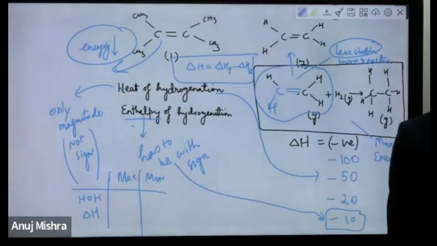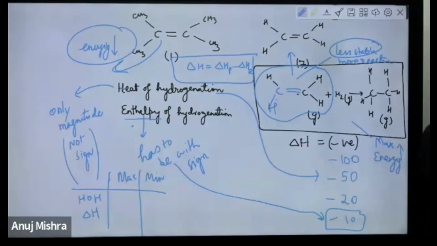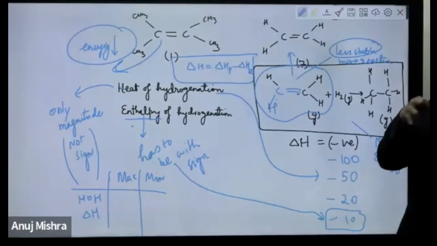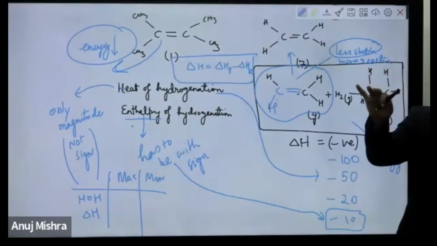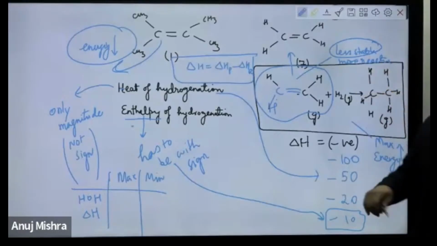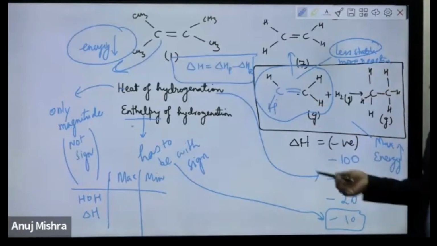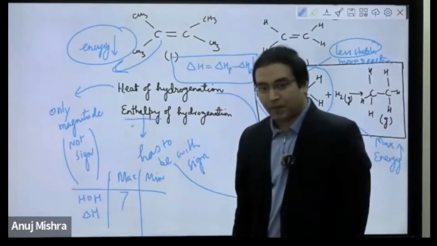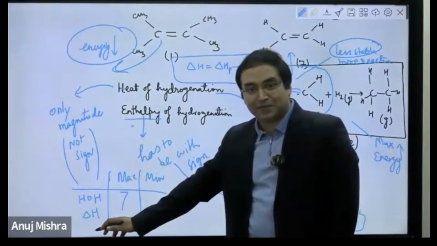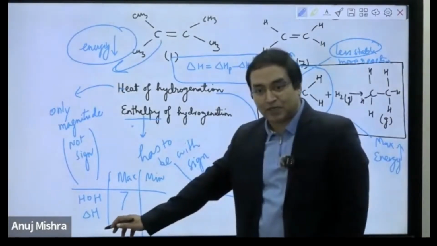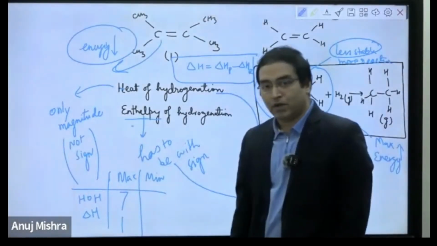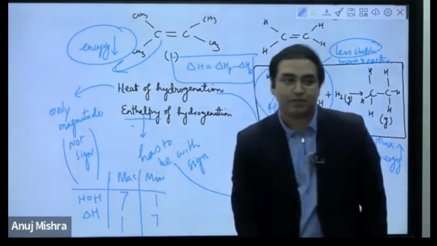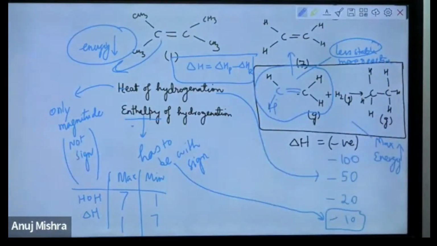फिर से सोचो. मैक्सिमम हीट ऑफ हाइड्रोजनेशन किस केस में मिलेगा? हीट ऑफ हाइड्रोजनेशन मैक्सिमम कब होगा? जब ज्यादा एनर्जी निकलेगी. एनर्जी कम निकलेगी जब कम वेस्ट होगी. कम वेस्ट कब होगी? जब ये कम स्टेबल होगा. हाँ 7, करेक्ट, 7. And in this case delta H, ठीक बोला, करेक्ट. इधर मिनिमम में 1 and 7 आ गया, नोट कर लीजिए.